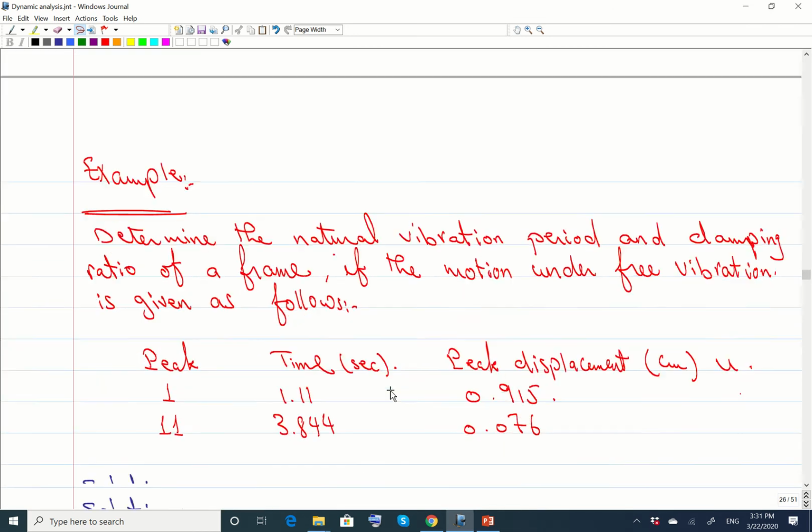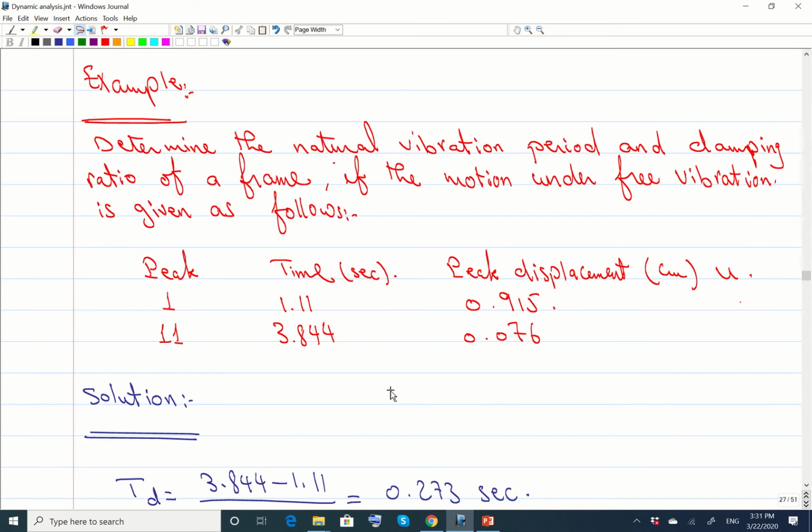Okay, now let's apply this on two examples. The first example that we have over here, we're required to determine the natural period Tn and damping ratio zeta of a frame if the motion under free vibration is given as follows. Free vibration means there is no force, it's oscillating, and definitely there is damping. So there is an oscillation that is decaying. So we have a structure, it's left to oscillate.